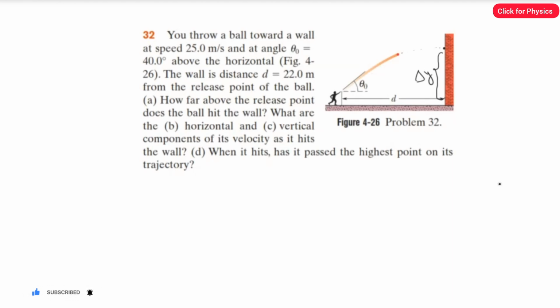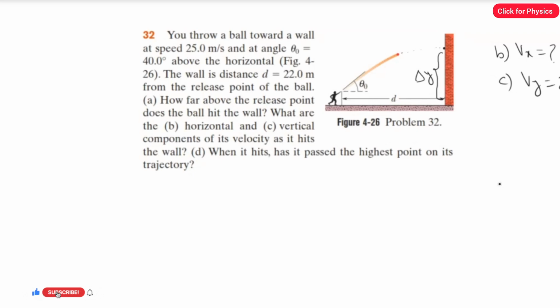And the second part, that is B part, we are going to find what is the horizontal component of its velocity. So V of x value we have to find. And third part, we are going to find what is the vertical component of its velocity. So that means we have to find V of y value.